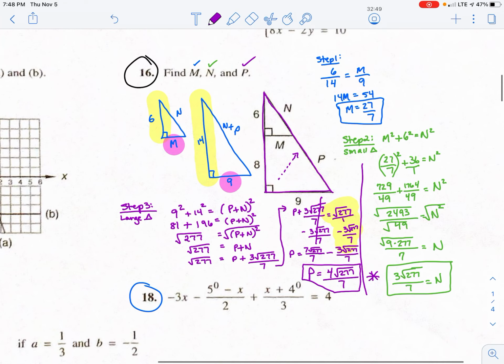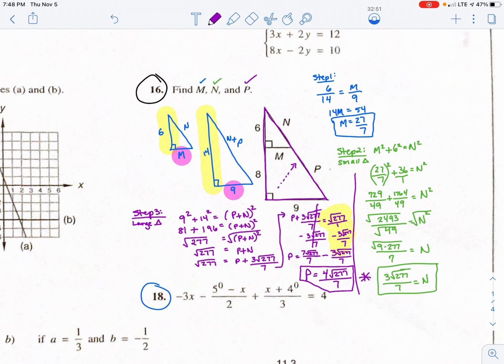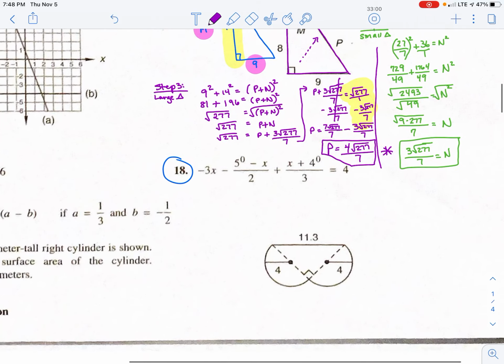If you need to screenshot that or go back and watch it, pause it, whatever you need to do, feel free to do that. Those were the ones I would have done with you in class. If you want to stay tuned for 8, 11, 18, and 20, I'll go ahead and do those.